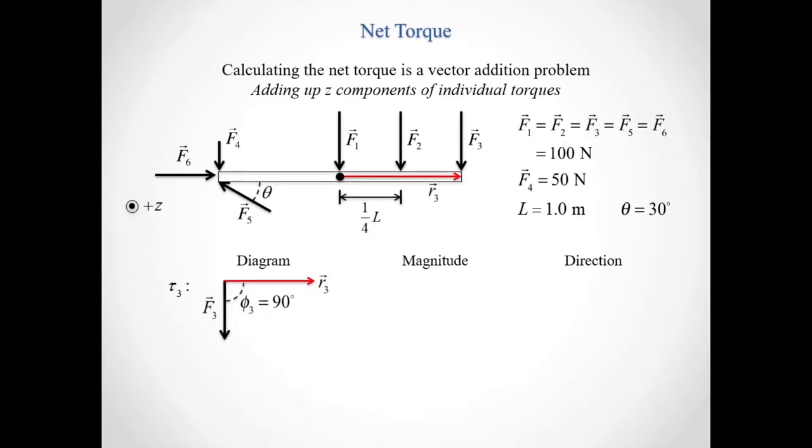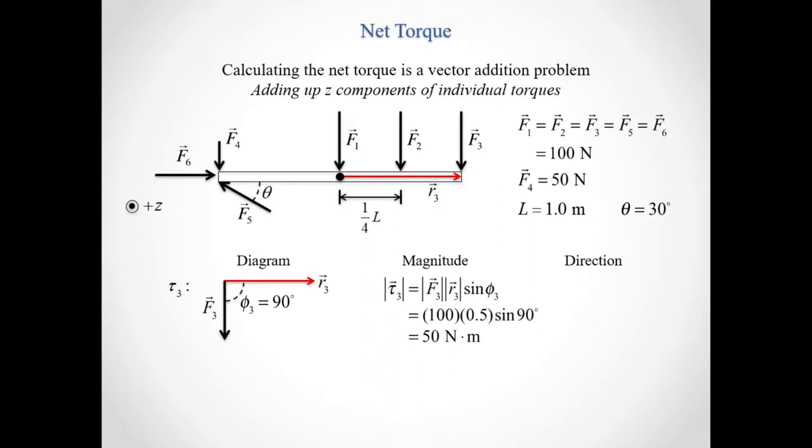Let's deal with force 3. So again, I'm going to start with my diagram. R3 points to the right, force 3 still points down. Again, it acts perpendicular to the rod, so the angle between the position vector and the force vector is 90 degrees. I can calculate out the magnitude.